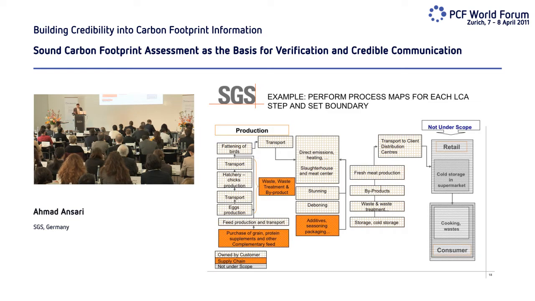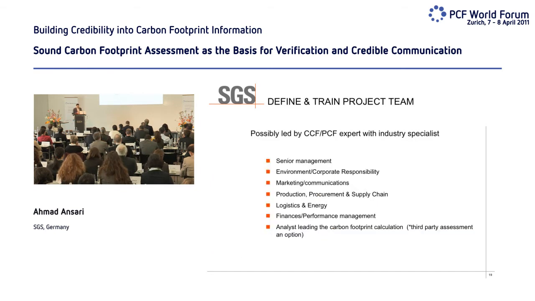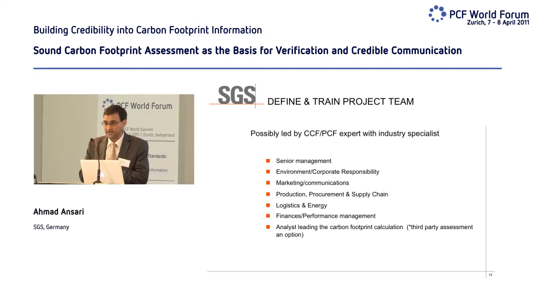This is an example where you need to make a proper process map and define that these are the areas owned by the company, these are the areas owned by your supplier, and these are the areas which are not under the scope. So, as I said, before starting anything, you need to define and train the project team at your level and also at the supplier level.